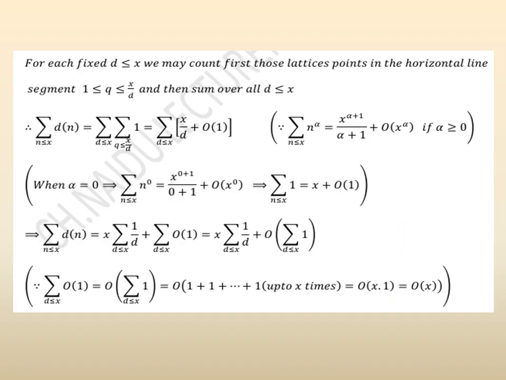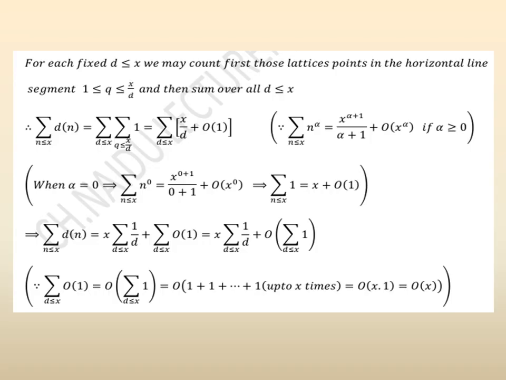For each fixed d less than or equal to x, we may count first those lattice points in the horizontal line segment, that is 1 less than or equal to q less than or equal to x by d, and then sum over all d less than or equal to x. Therefore, the summation of d of n for n less than or equal to x is the double summation of 1 where d is less than or equal to x and q is less than or equal to x by d, which is equal to the summation of the integral part of x by d plus big O of 1, where d is less than or equal to x.